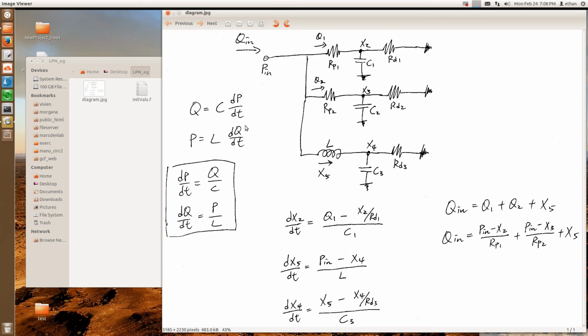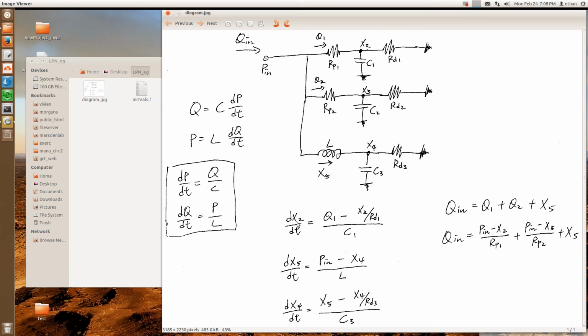And we can rearrange these equations to give us something like this. These are now the differential equations that we want to work with, where dP/dt, the pressure change for a capacitor, is the flow into the capacitor divided by capacitance, and so on for the inductor. And so I'll talk about how we're going to set up the system of equations now for this circuit. We'll go one by one for the different elements.